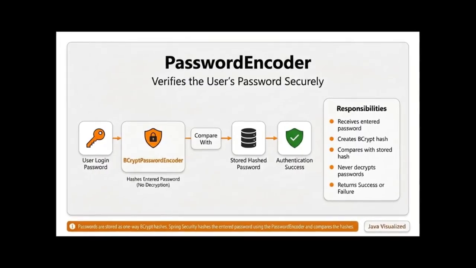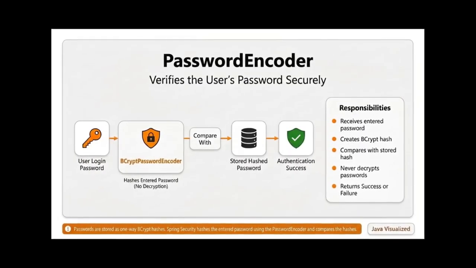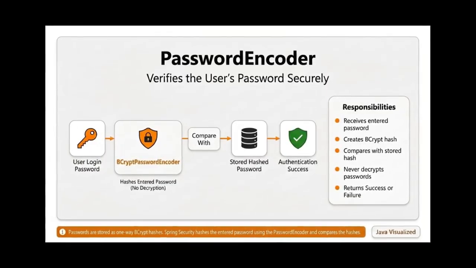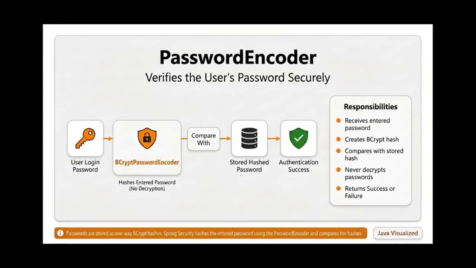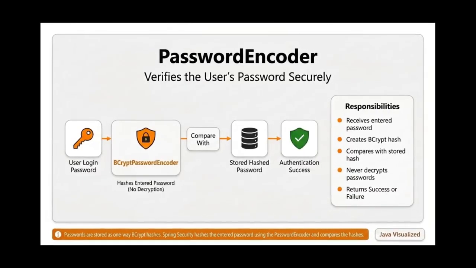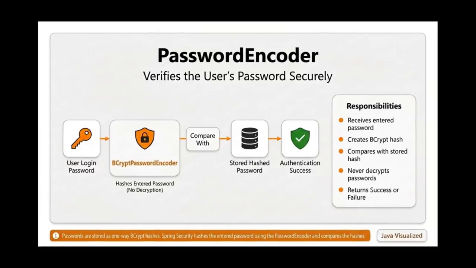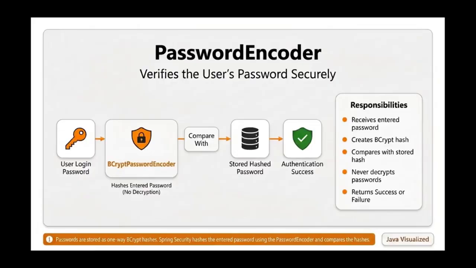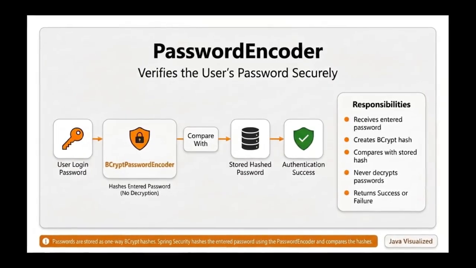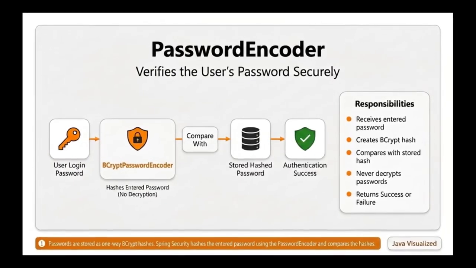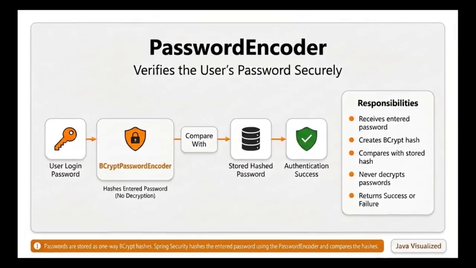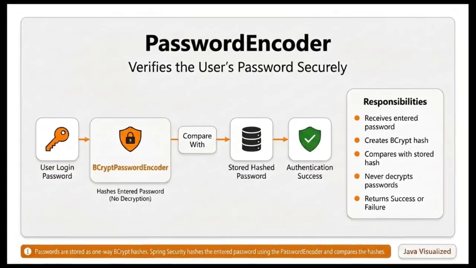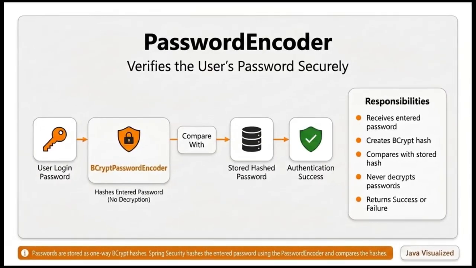After the authentication provider loads the user's details, the next step is to verify the password. This is the job of the PasswordEncoder. Spring Security typically uses bcrypt PasswordEncoder, which stores passwords as one-way hashes instead of plain text. During login, Spring Security hashes the password entered by the user and compares it with the hashed password stored in the database. If the hashes match, authentication succeeds. Otherwise, Spring Security throws a bad credentials exception and the login request is rejected.